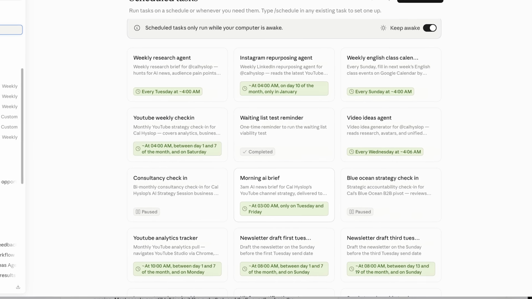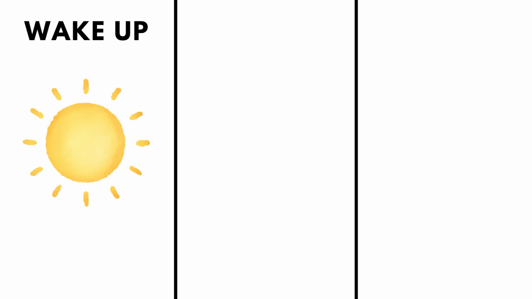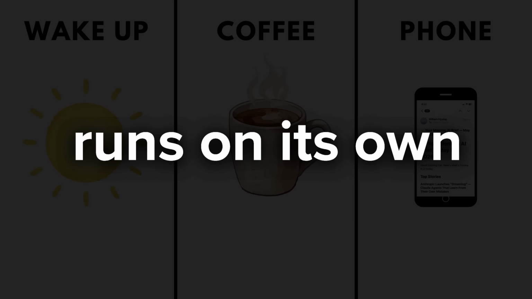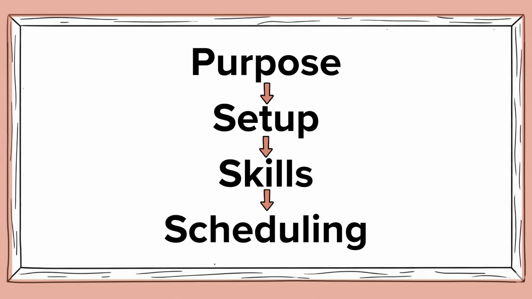I have one that runs every weekday morning before I wake up. It's called the morning brief. I wake up, make coffee, and read it on my phone. I just described what I wanted once, and now it runs on its own. That's the mental model. Purpose, setup, skills, scheduling. That's what I wish someone had told me when I first opened Cowork. Not a walkthrough of every panel, but a clear answer to the question nobody really addresses. What is it for, and how does it fit together?